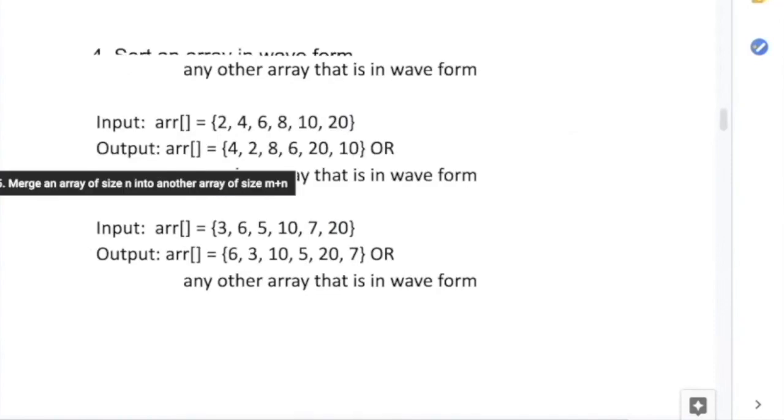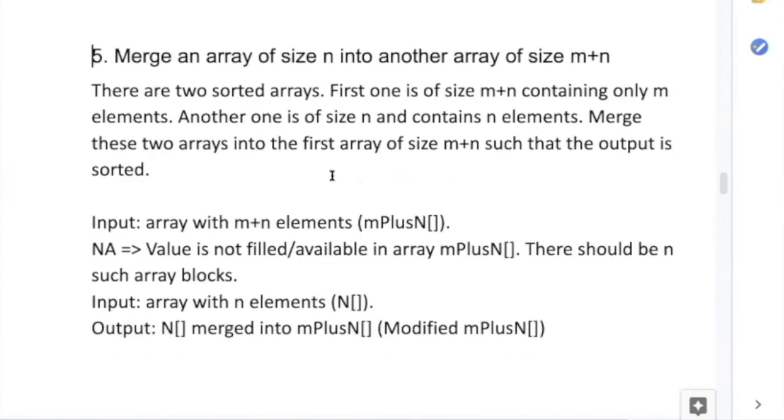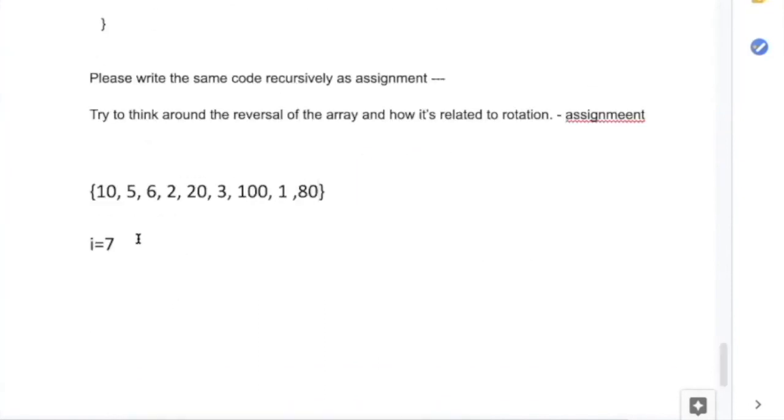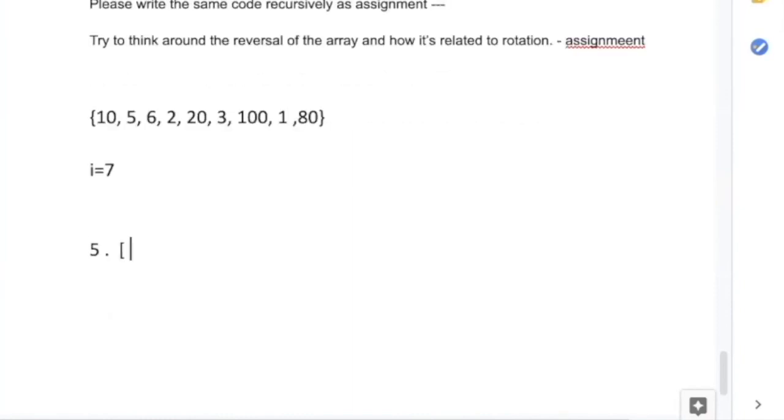Then this question number 5. Question number 5 says that, suppose I have it like this: 1, 3, 5, 7. Suppose this is of the size 4 and this is of the size say 4 plus 3. And then I have 2, 4, and 6.